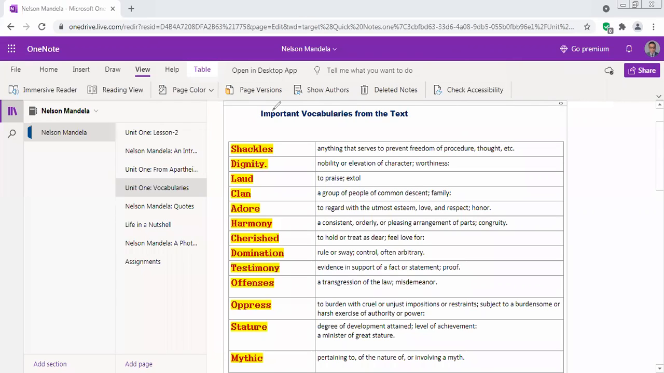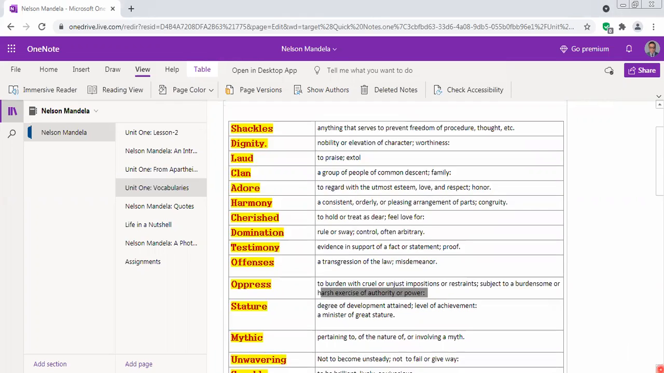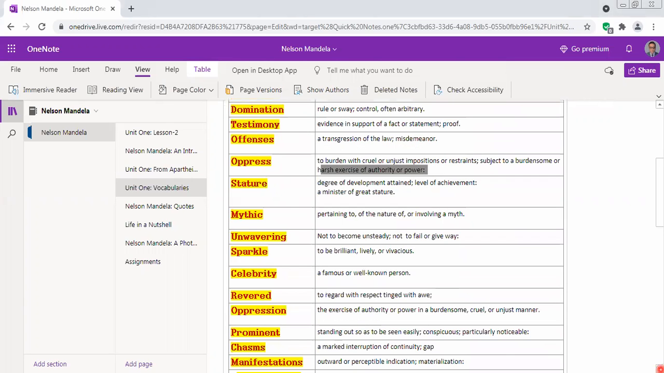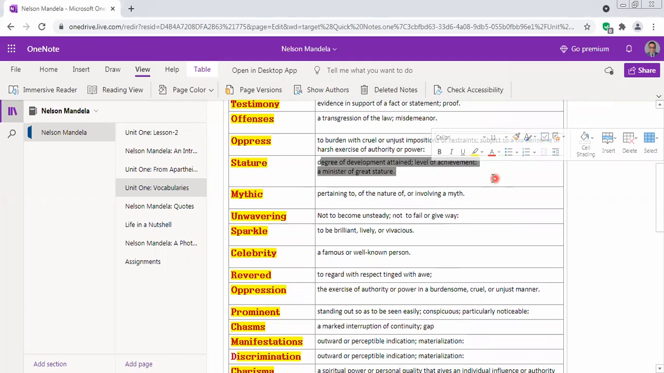Testimony. Evidence in support of a fact or statement, proof. Offenses. A transgression of the law, misdemeanor. Oppress. To burden with cruel or unjust impositions or restraints, subject to a burdensome or harsh exercise of authority or power. Stature. Degree of development attained, level of achievement. Minister of great stature. Mythic. Pertaining to, of the nature of, or involving a myth.